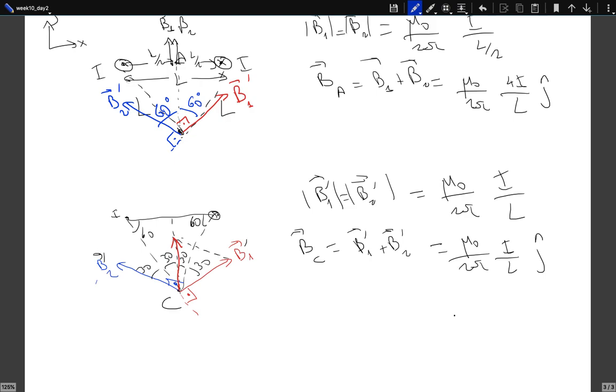Can you explain the direction of the magnetic field? You mean B1, B2, or the total? B1. Well, how do you calculate the direction? Thumb, your right hand: if we start from I, your thumb in the direction of the current, your fingers will curl in the direction of the magnetic field.